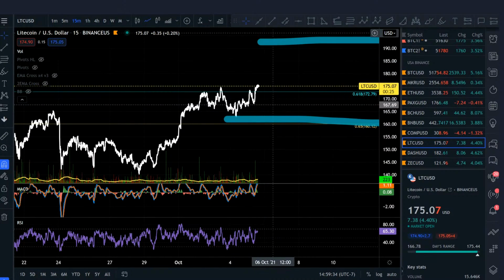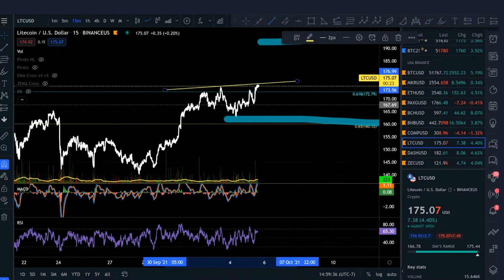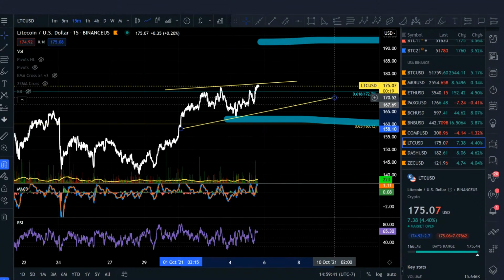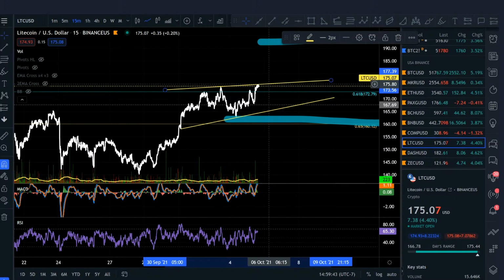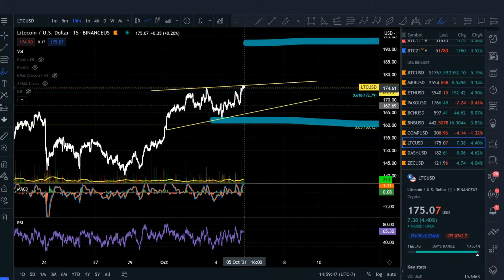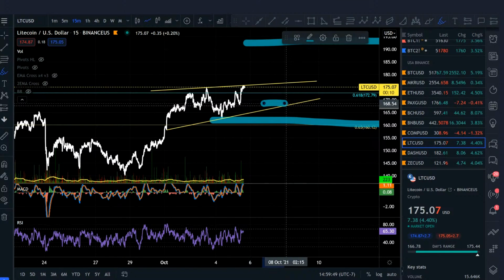You can kind of see this loose consolidation pattern. It's almost like a little wedge forming. So two things going to happen: bull case, breakout, retest, up. If not, rejection down, probably halfway to 168. That's what I watch for on Litecoin.